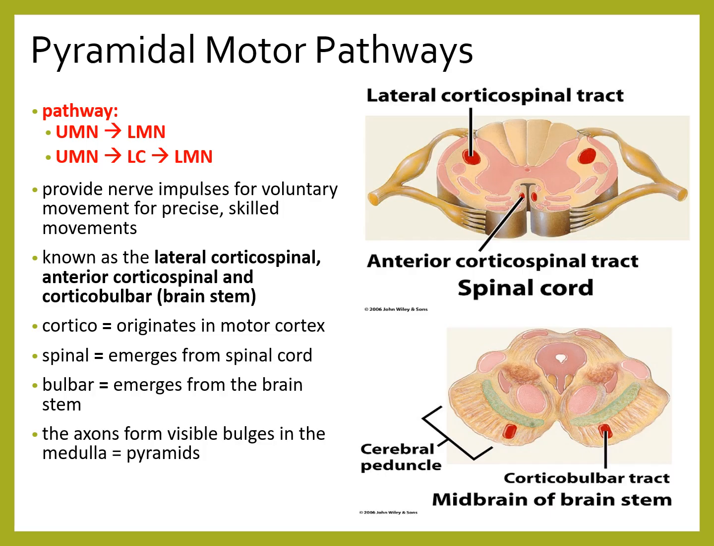There are 3 pyramidal motor pathways. They are known as the lateral corticospinal, the anterior corticospinal, and the corticobulbar. If you see the prefix cortico, that means this neuron originates in the motor cortex. The end of the word spinal means the pathway emerges from the spinal cord. And if you see bulbar, the pathway emerges from the brain stem. So corticospinal is cortex to spinal cord. Corticobulbar is cortex to brain stem.